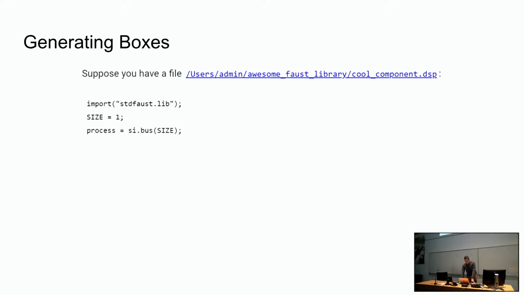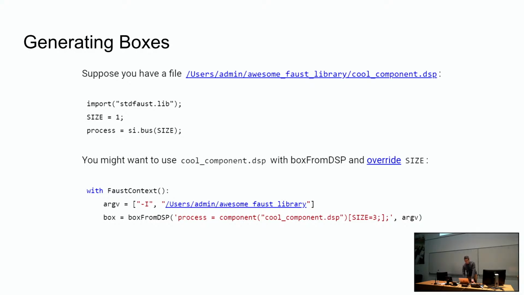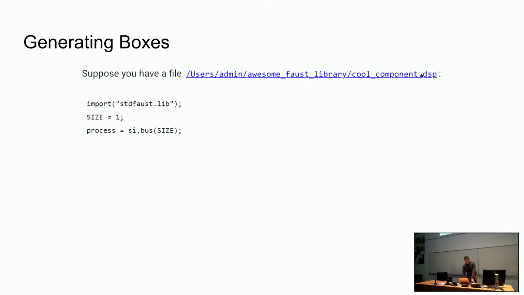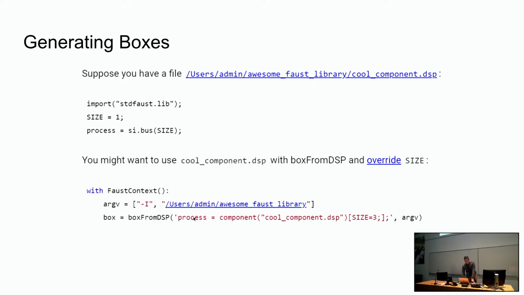Another cool thing about boxes is that you can use the techniques that I mentioned earlier about components. Suppose we have cool component.dsp, and in it we have this constant, which is size. When we call box from DSP, we can make a reference to a local DSP file on disk called cool component.dsp, and then we can override the parameter size equals 3. And when we specify a path to our directory, which holds this cool component file, our box here is actually going to have 3 inputs and 3 outputs because size is 3, and we created something with si.bus3, which is 3 inputs and 3 outputs. So very powerful API with boxes. I'm emphasizing here that size 1 has been replaced with 3. Component is a very useful technique in Faust.